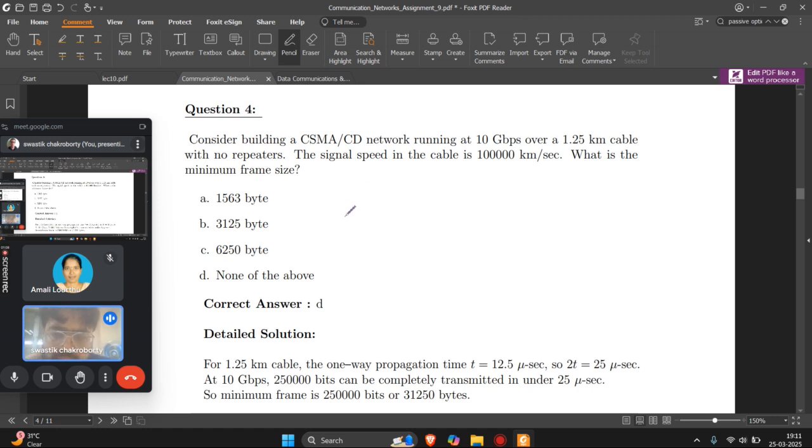So to transmit from one end of the cable to the other end, there is a long cable of 1.25 kilometers with no repeaters. That is 1250 meters, and you have 10 to the power 8 meters per second speed. So what is the time needed for the signal? The time needed is 1250 by 10 to the power 8.